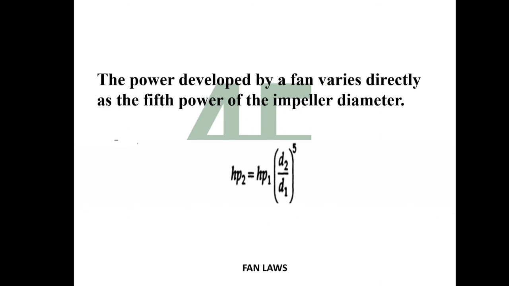Third one is the power developed by a fan varies directly as the fifth power of the impeller diameter, which is denoted by hp2 = hp1 × (D2/D1)^5, where hp2 and hp1 are the power developed by a fan and D2 and D1 are the impeller diameters.